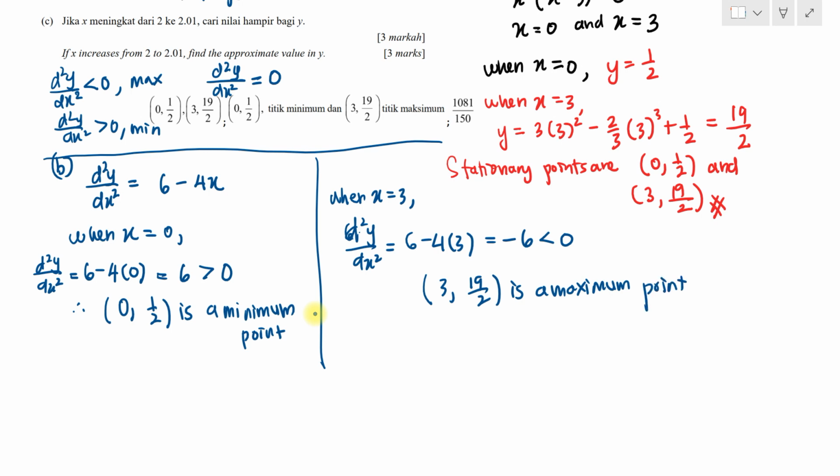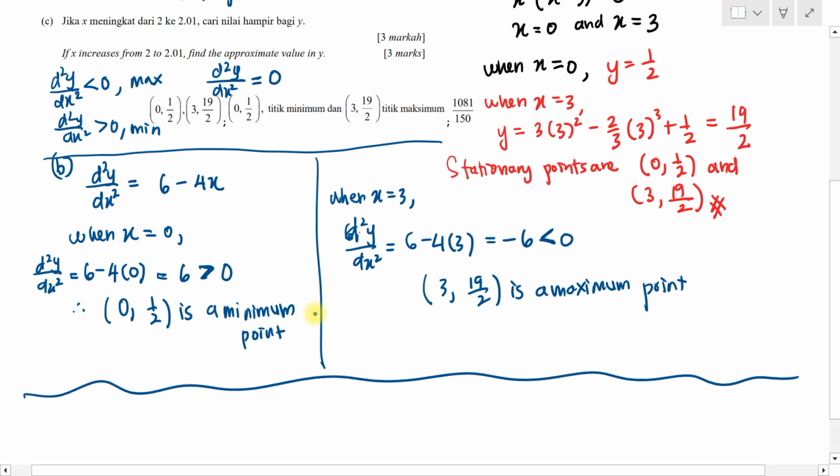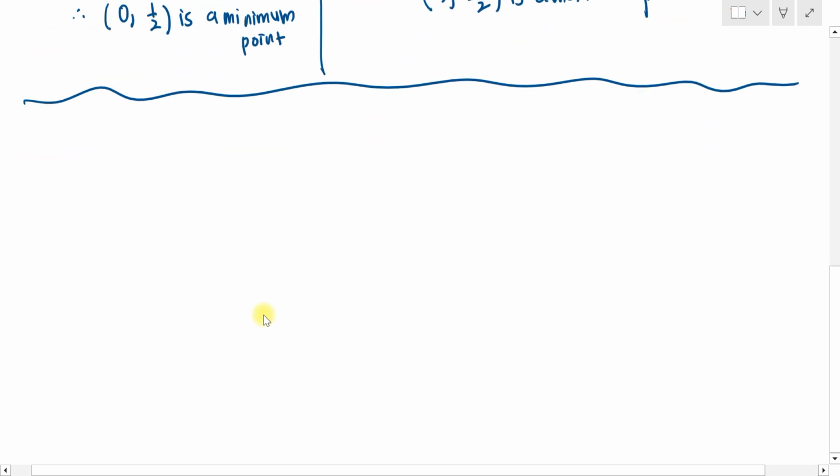It's a maximum point. So (3, 19 over 2) is a maximum point. This is how you write the steps. It is advisable to write whether it is more than 0, less than 0, or equal to 0. Okay, let's move on. Question C. Question C I copy back here.